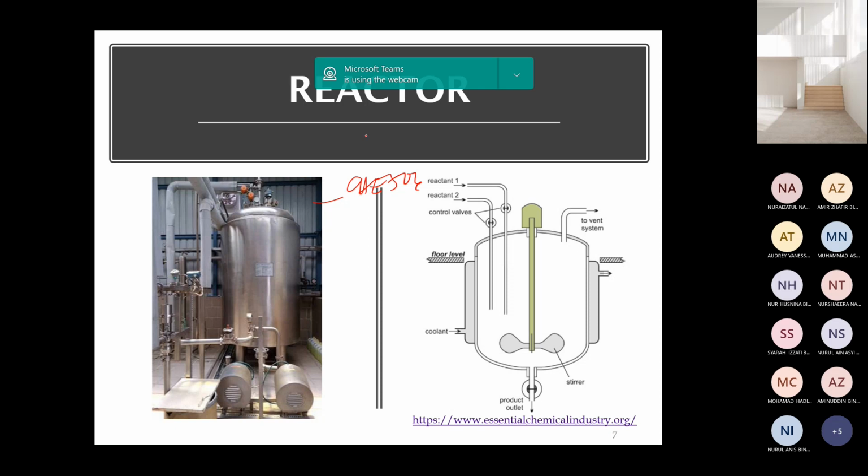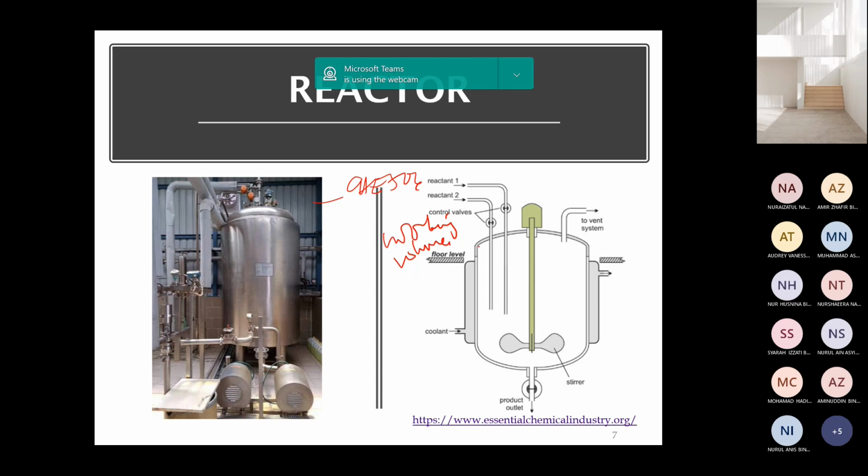Okay, so this is the details of the diagram. You can see there is a stirrer here, then there is the product outlet here, and then this is the reactant here. It is controlled by the valve here, and then this is the flow level. Usually the level of the reactant or liquid here, we call it the working volume.